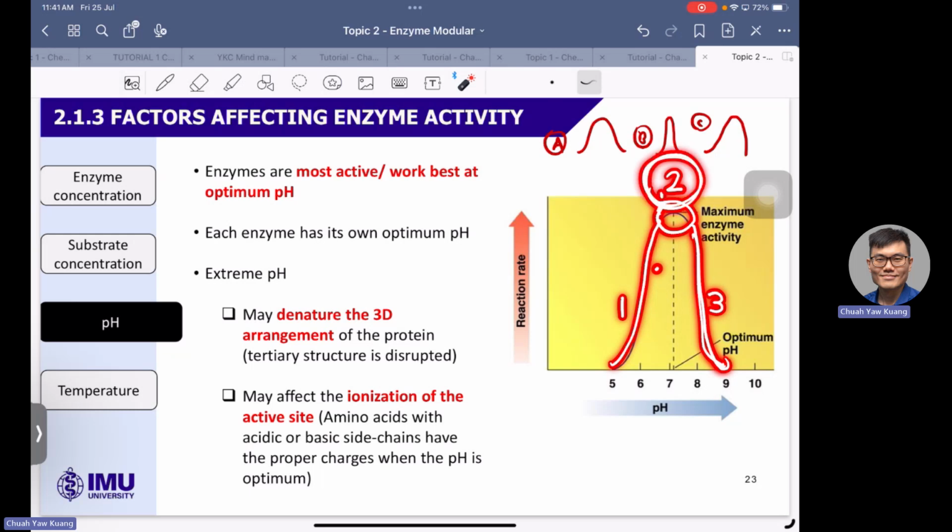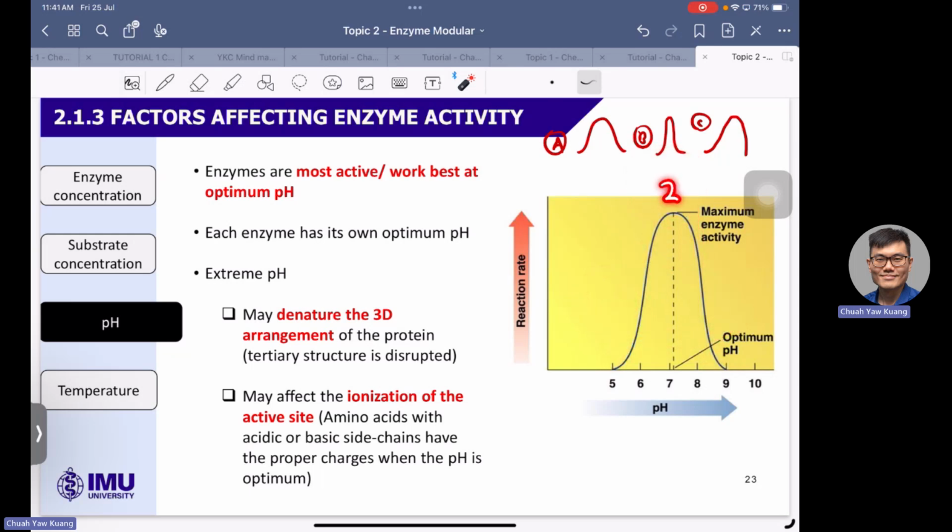But for you, if you want to explain 1, 2, 3, never mind. But for me, I want to make it simple. I want to write the answer in the shortest sentence. So that's why I will explain 2 first, the optimum pH. Then only I explain 1 and 3 together. So that's why I no need to write that much.